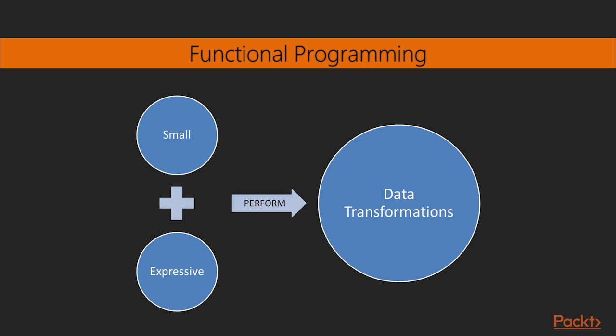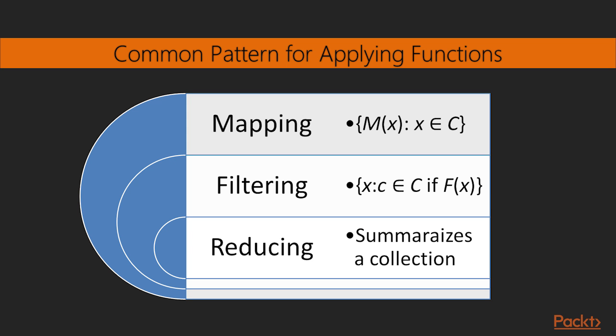Python allows all 3 kinds of programming. Since programming often works with collections of data, we'll often be applying a function to a whole collection. This fits nicely with the mathematical idea of a set builder or set comprehension. There are 3 common patterns for applying one function to a set of data. First is mapping. This applies the function to all elements of a collection. We apply some function, m, to each item, x, of a larger collection, C.